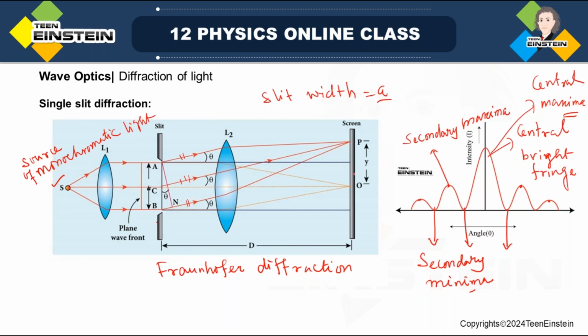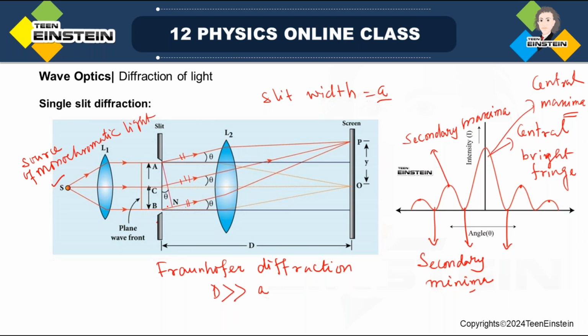Okay, so the screen is kept at the focus of the converging lens 2. So these rays are parallel rays. After refraction, they will actually meet at the focus, right? So that's why they are meeting here. I wanted to mean that this D is much greater than the slit width as well. Much greater. That's why these rays are parallel rays.